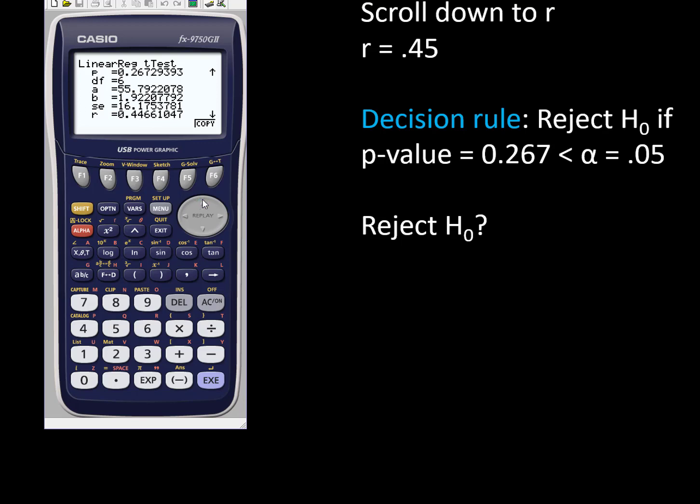Now we can identify the results for the first of our 2 decision rules. Reject the null if p-value is less than alpha. P-value is the third item down in the test, p equals 0.267. That is a much larger probability than the significance level. Let's consider the second decision rule.